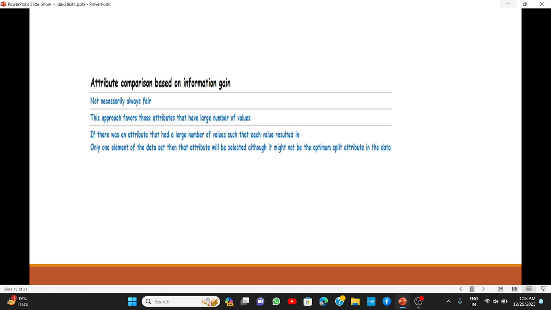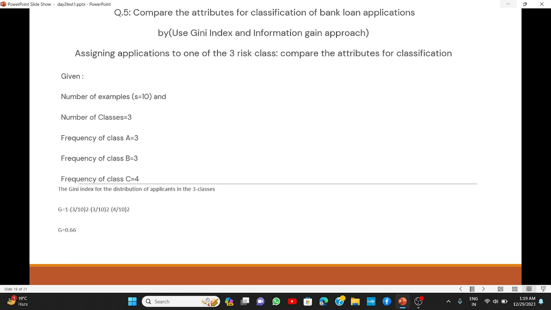Attribute comparison based on information gain is not necessarily always fair. This approach favors those attributes that have a large number of values. If there was an attribute that had a large number of values such that each value resulted in only one element of the dataset, then that attribute will be selected, although it might not be the optimum split attribute in the data.